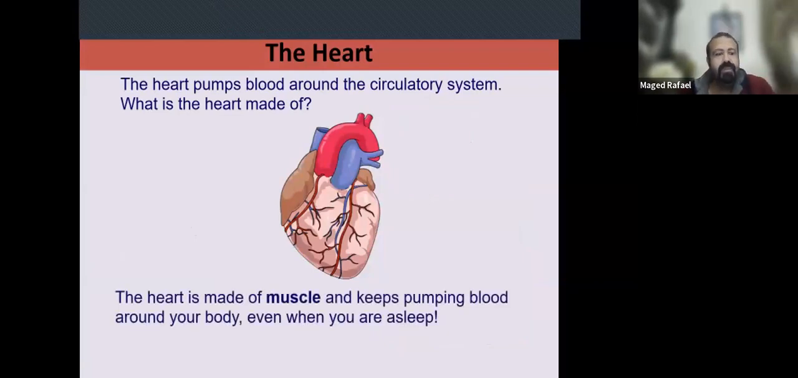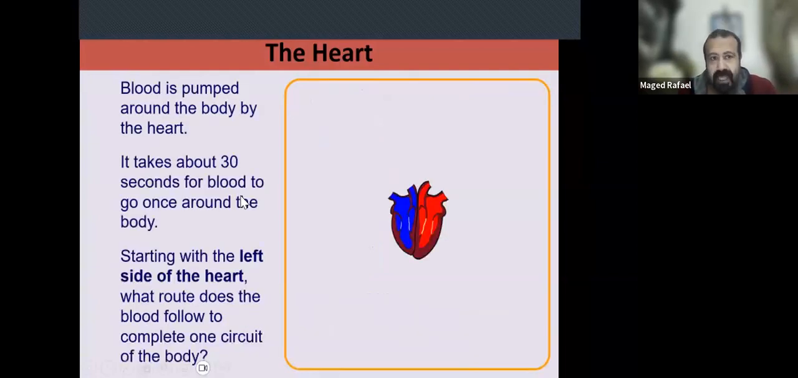Now, we need to talk about the heart itself and how it pumps blood around the circulatory system, and about the muscles of the heart. The muscles of the heart, like we mentioned, are called cardiac muscle, and it keeps pumping blood around your body even when you are asleep, and that's what we watched in the video. Let's go to the next slide. I will give you 1 minute to read this, and I will show you how it works in the diagram.